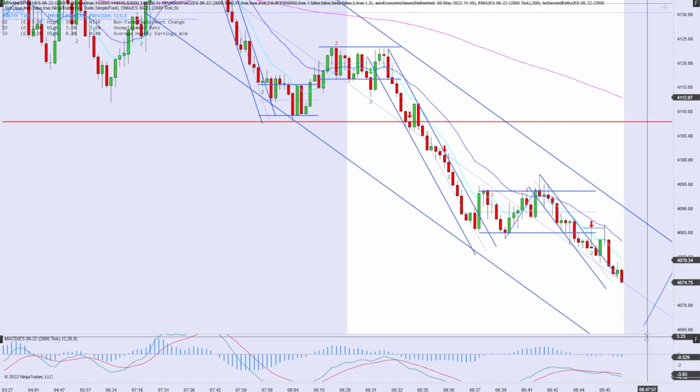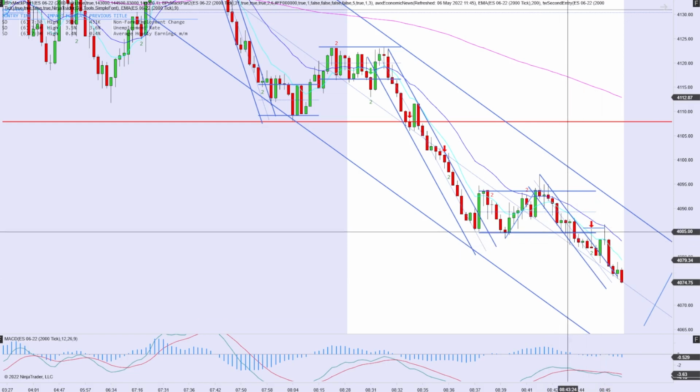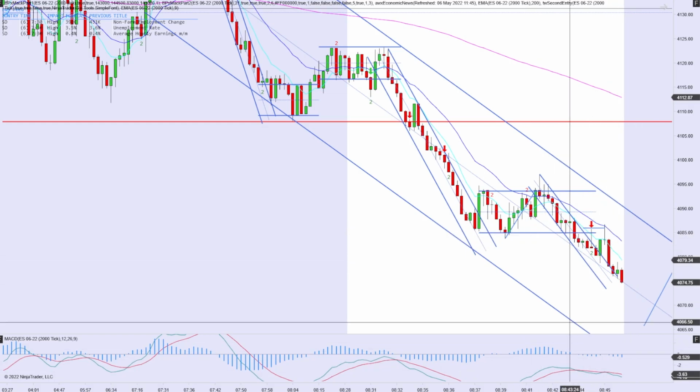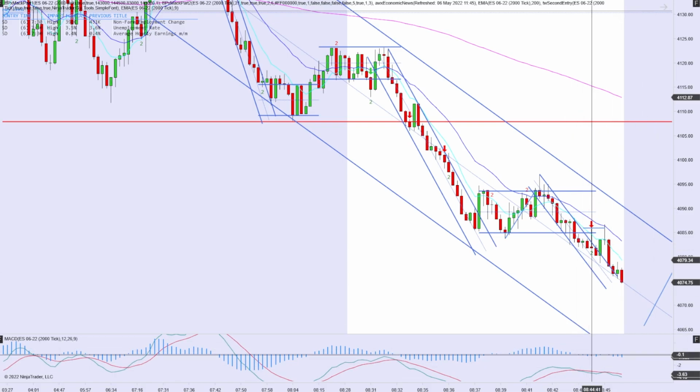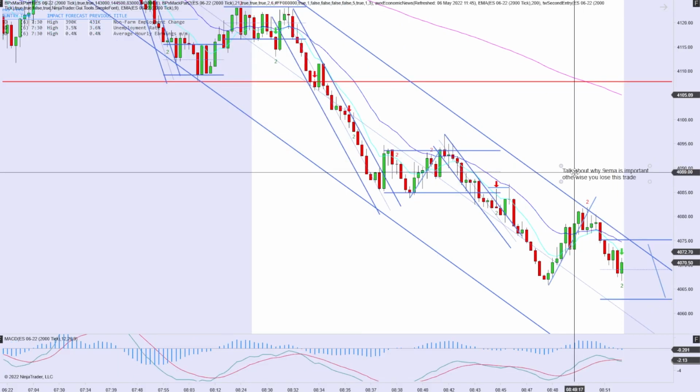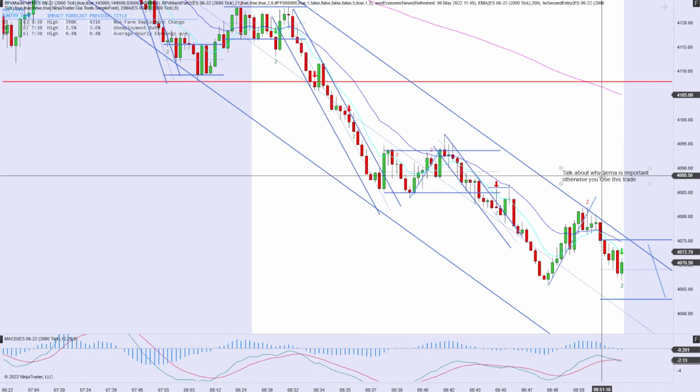So, if you want to have a MACD on your chart just to reference and look at, you can. But again, it's something I'm still experimenting with and learning. It'll probably take a little more time for me to truly get comfortable using it and incorporating it with the rules. Now, I have a note here: talk about why the 9 EMA is important, otherwise you lose this trade.